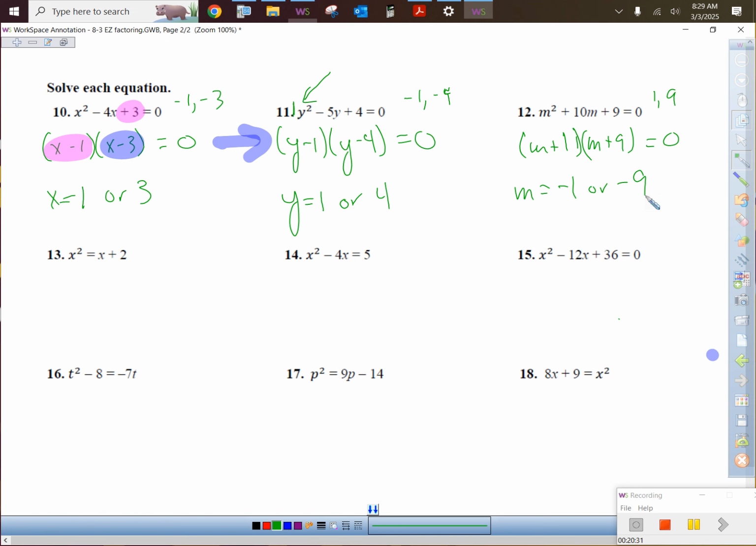Number 13, the a value is definitely 1. Why is this not in good shape, though, to easy factor? Not equal to 0, right? So I'm going to do this. Just watch. I'm going to move that over there. 0 equals, don't write it down, because that's not good. Why is that not good? I did get it equal to 0. Now it is impossible for me to easy factor this one. Talk to a neighbor about why.